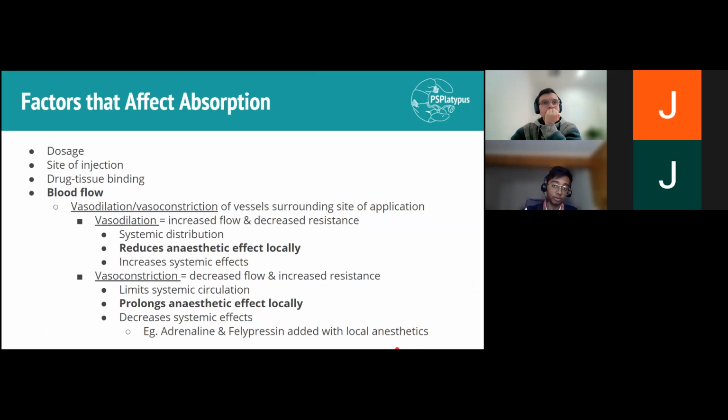we can think of the vessel surrounding the site of application of the local anesthetic as changing the effect of the anesthetic. If it's going to be vasodilated, it's going to increase flow to that region, and that's going to cause systemic distribution of that anesthetic, which will decrease the local effect, since it's not going to stay in the site of action for long. And it will increase systemic effects, which sometimes we don't really want. So vasoconstriction will decrease flow, increase resistance, and limit systemic circulation, and that's going to prolong anesthetic effect. So for example, adrenaline and felypressin are added with local anesthetics exactly because we want to decrease systemic effects and prolong the local effect.